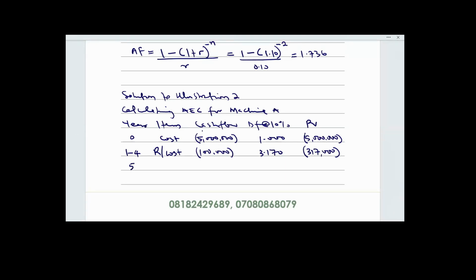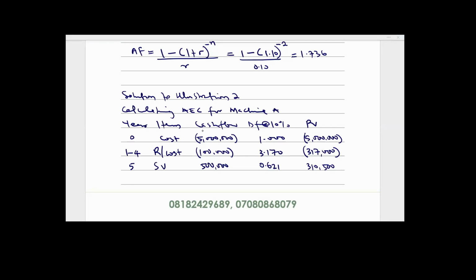Then, of course, in year 4, we are told that there's a salvage value of 500,000 naira. Salvage value, 500,000. It's a cash inflow. Discount factor at year 5, 10%, 0.621. So let's multiply now. 500,000 multiplied by 0.621 equals 310,500. So add it up, plus, sorry, 5,317,000.